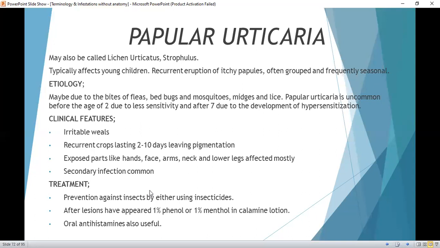Papular urticaria is uncommon before the age of 2 years due to less sensitivity, but may occur in infants as well. Irritable wheals, recurrent crops, on exposed parts like hands, feet, arms, legs, and lower legs. Secondary infection is common. For treatment, prevention against insects by using insecticides. After lesions have appeared, you have to treat the actual lesions, and oral antihistamines are very useful.